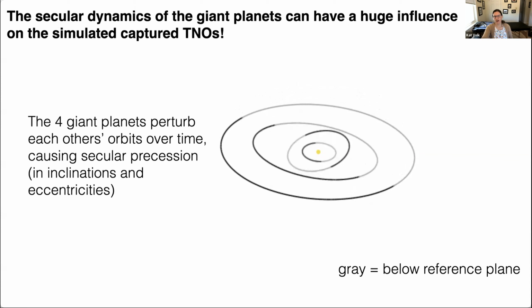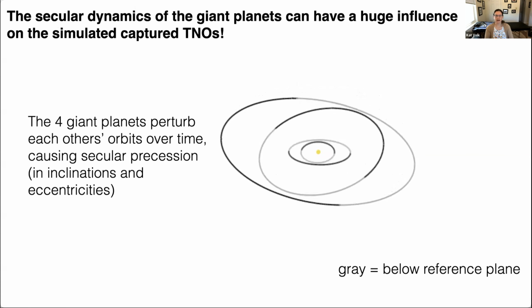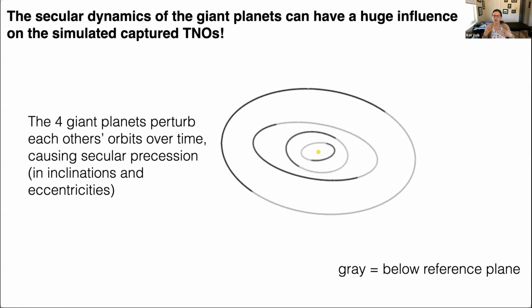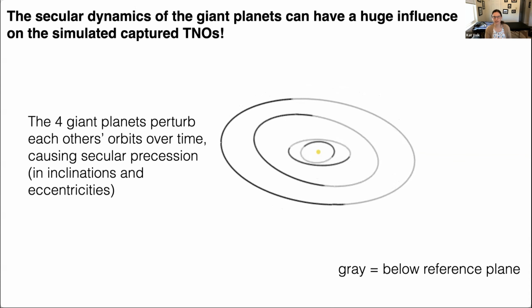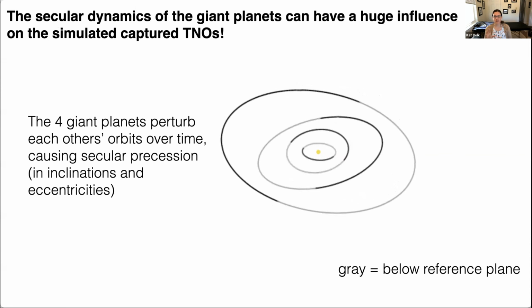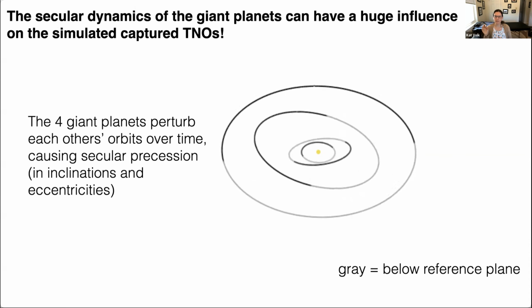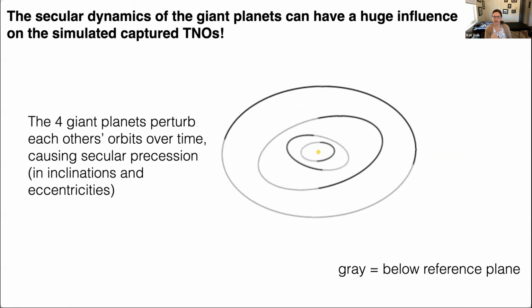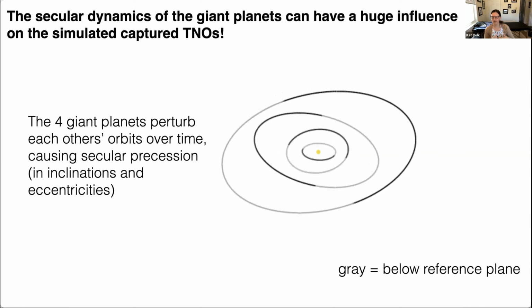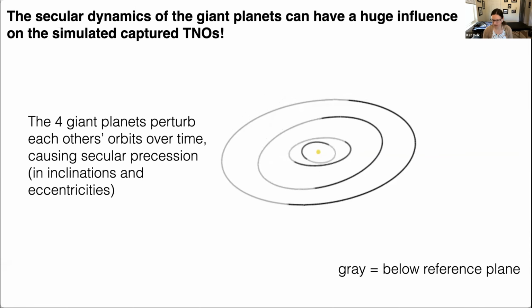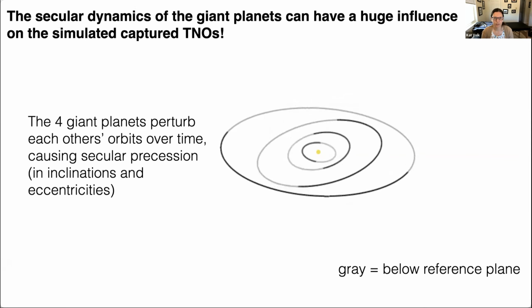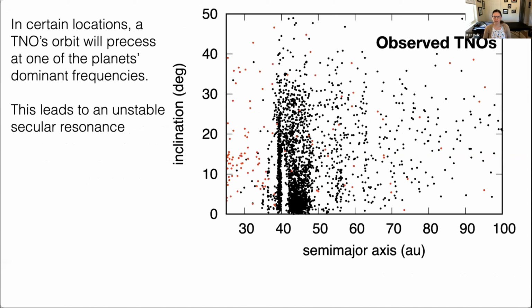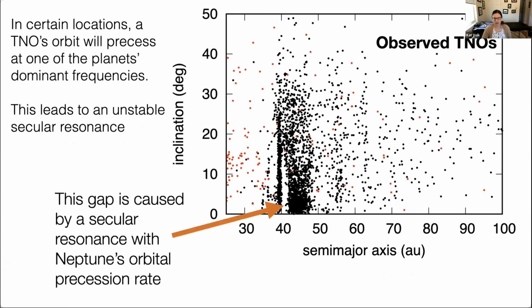Now, you can imagine the TNO populations outside of the outermost circle here. Those are also going to have some precession enforced by the gravitational effects of the giant planets. And if that natural precession rate matches the frequencies of one of the planet's dominant precession rates, then you get a so-called secular resonance that can really dramatically alter inclinations and eccentricities. And in fact, we can see the effects of that in the observed TNO distribution.